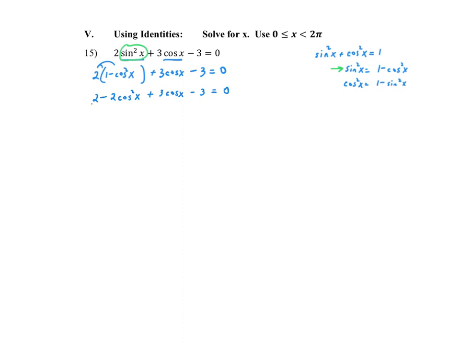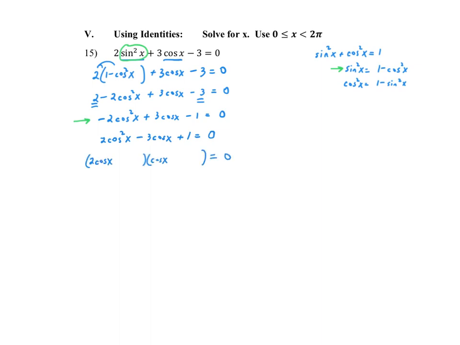Now combine the like terms. 2 minus 3 is negative 1. We typically do not like to factor when there's a negative leading coefficient. So move all of this stuff right here to the other side of the equation. Basically, we're just going to change all the signs right now. Now we have something that's factorable. It's a trinomial. We're using trinomial style factoring.